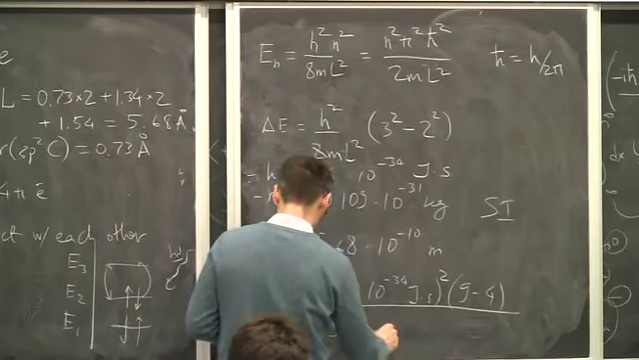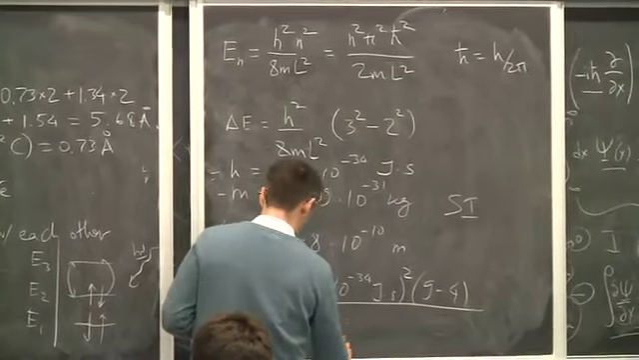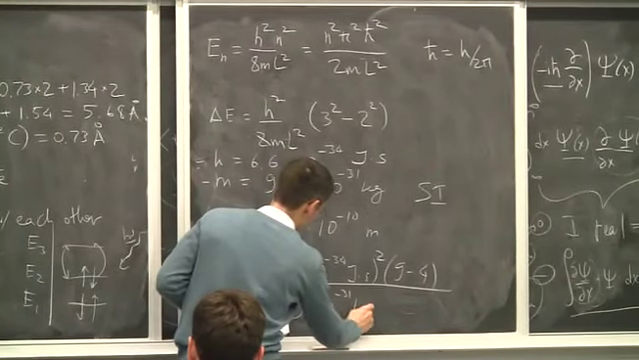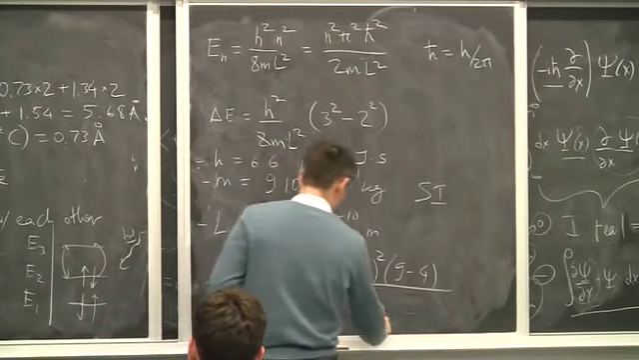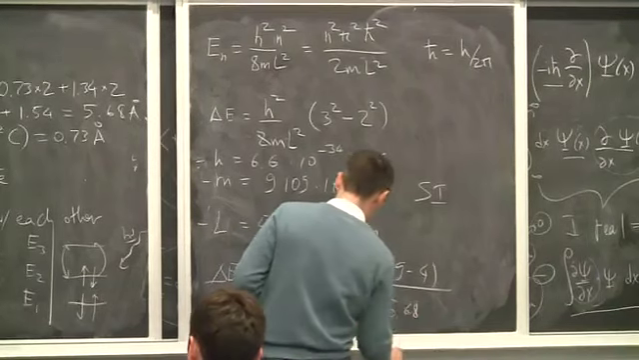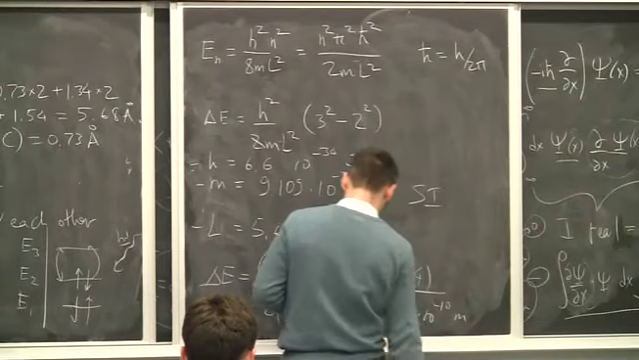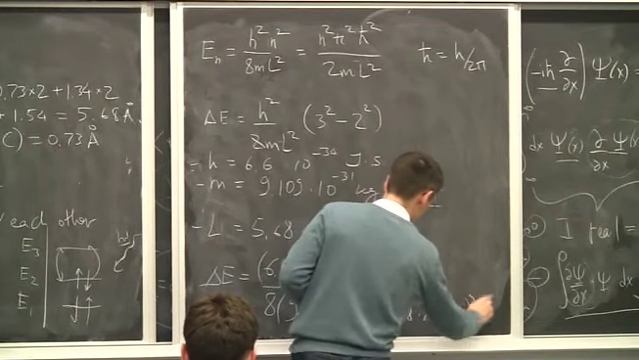And then mass of electron, 9.1 times 10 to the minus 31 kilograms. 5.68 times 10 to the minus 10 meters squared. This is L squared. And if you do all that, then delta energy is 9.3 times 10 to the minus 19 joules.